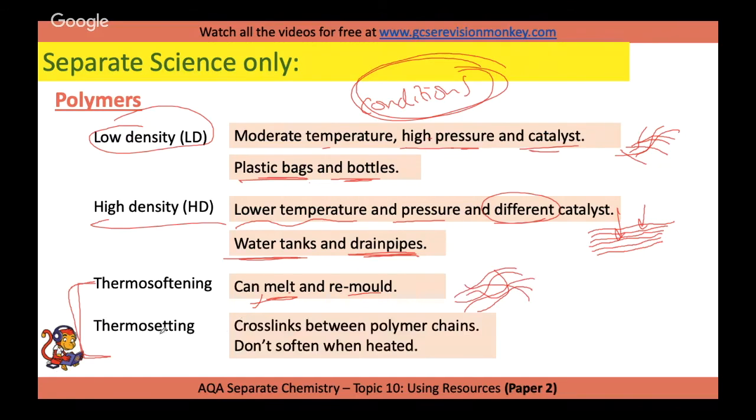For a thermosetting polymer, this has a much higher melting point, because it's got cross links between the chains. So if you see something like this, you will see cross links, which you might have to label between the polymer chains. This makes it much harder and it won't soften when it is heated.